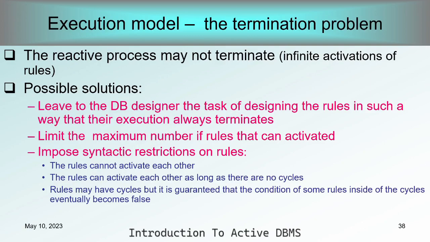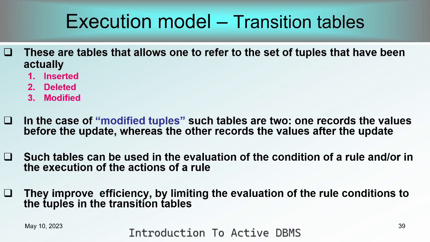You can limit the number of rules which can be activated at any specific time, or you can define some syntactic restriction on rules, like a rule cannot activate another. Rules can activate each other as long as there are no cycles. Or you can allow rules to have cycles, but guarantee that the condition of some rule inside a certain cycle will eventually become false at some point of time. This can be a solution for terminating the rules.